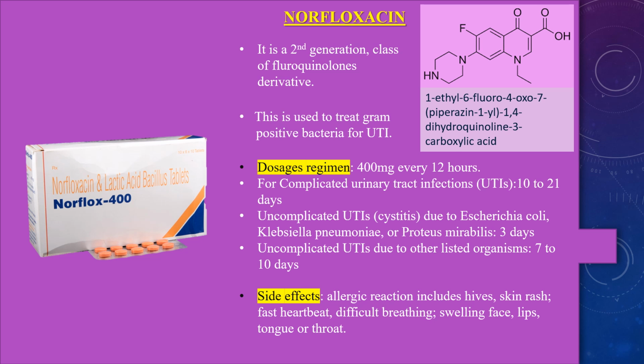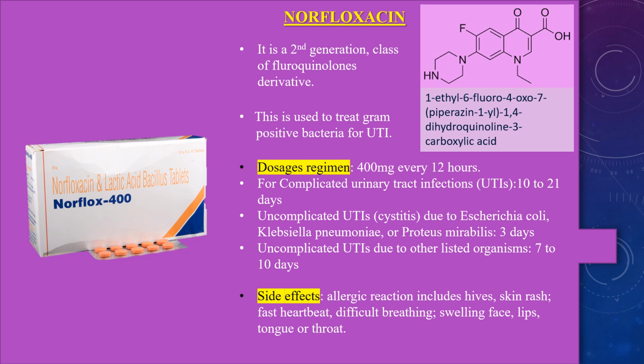Norfloxacin. Norfloxacin is a second generation fluoroquinolone derivative. This is used to treat gram-positive bacteria for UTI. In structure, it is similar to ciprofloxacin, but in the first position, an ethyl group is present, and everything else is similar to ciprofloxacin. As usual, in the seventh position, a piperazine ring is present. In the sixth position, a fluorine atom is present, and this ring system is known as the quinolone ring system.